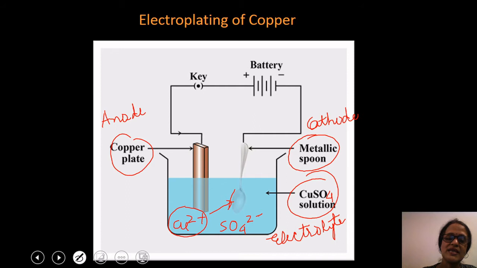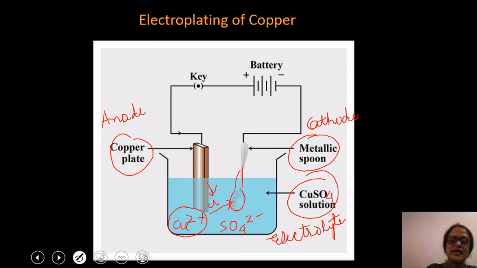So you can see that on the spoon, the metallic copper will be deposited. Then you have seen that copper ion from the solution is getting deposited on the metal spoon. Now, there is a loss of copper ion in the solution. So how is that loss of copper ion maintained? At the same time, the equivalent amount of copper ion from the copper plate will pass into the solution.